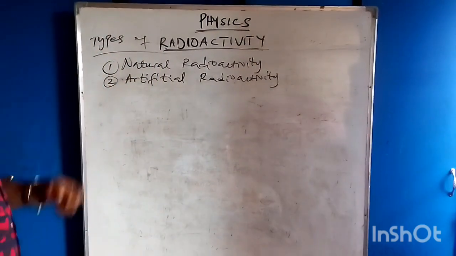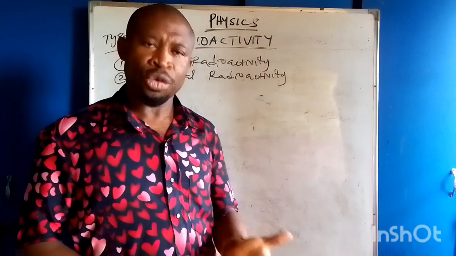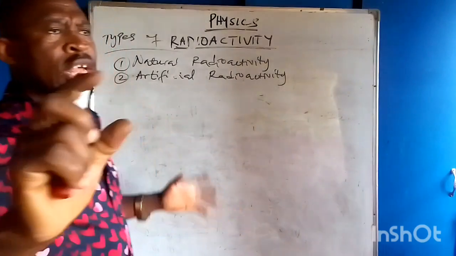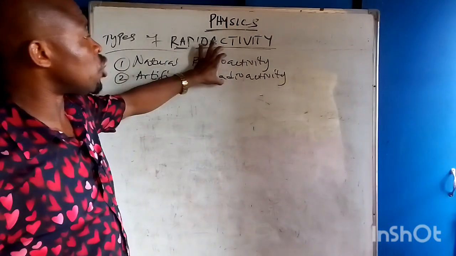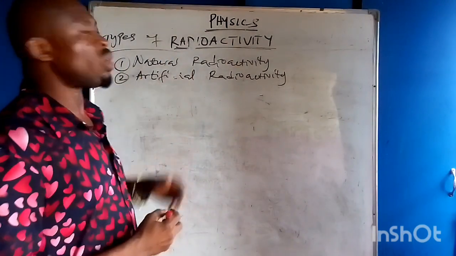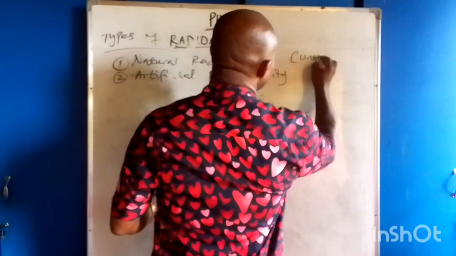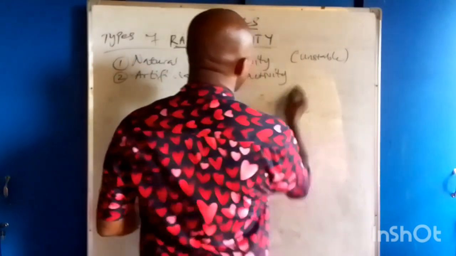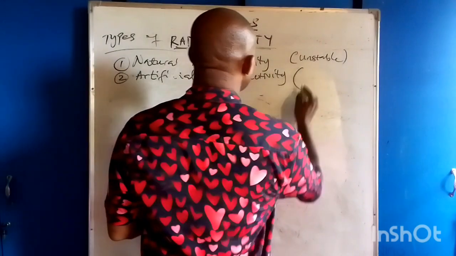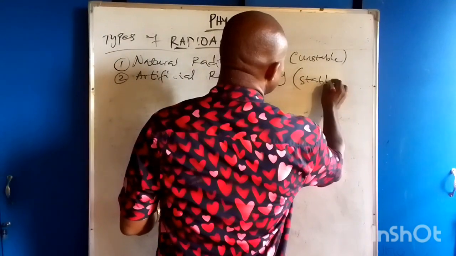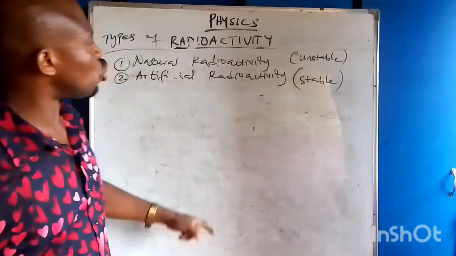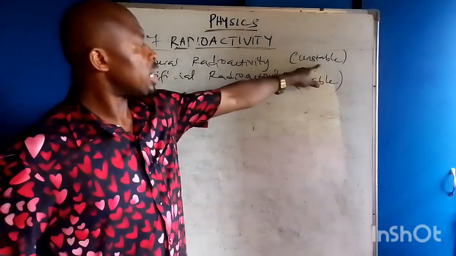Now we'll start with the first one, natural radioactivity. The difference between these two is that for natural radioactivity, the nucleus is unstable. That is the only difference between the two, while for artificial radioactivity, the nucleus is stable. Natural radioactivity, the nucleus is unstable.